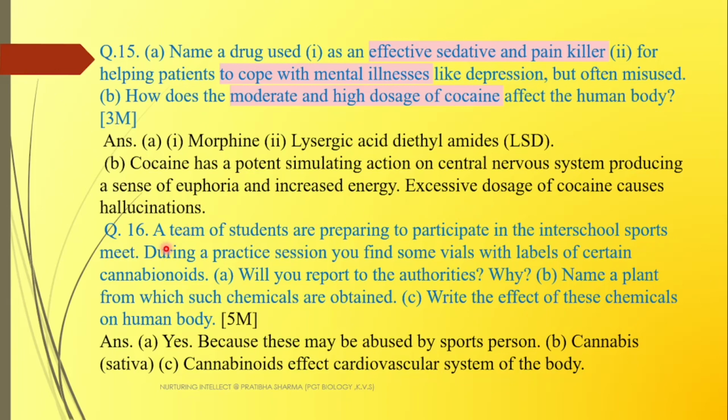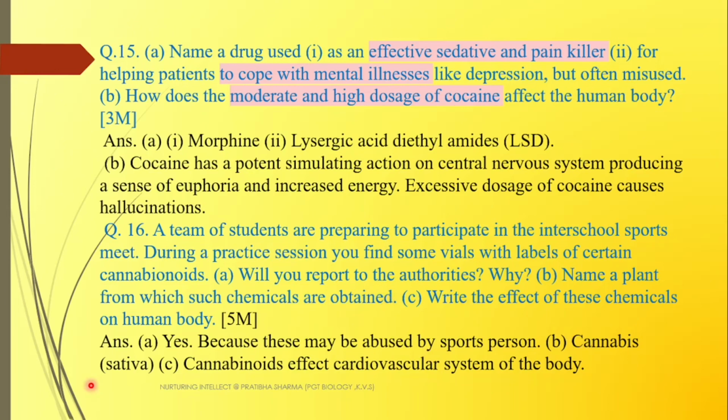Question number 16. A team of students are preparing to participate in the inter-school sports meet. During a practice session, you find some vials with labels of certain cannabinoids. Will you report to the authorities? Why? Yes, because these may be abused by the sports person. Name a plant from which such chemicals are obtained.